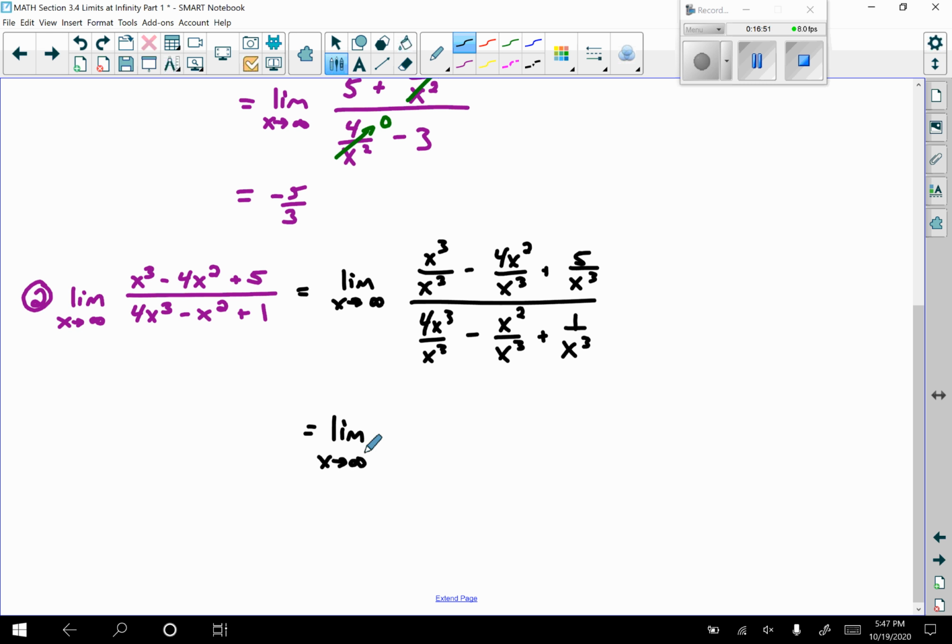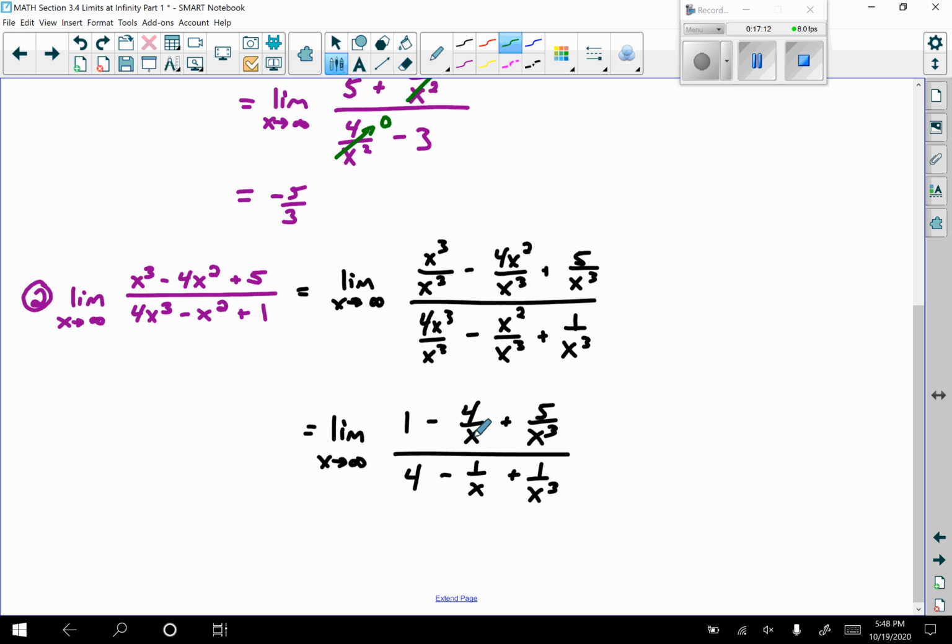And again, it's important to keep rewriting that limit notation. All right, so x cubed over x cubed, that's a 1. Then, if I simplify this middle fraction, I'm going to get a 4 over x, and then 5 over x cubed stays the same. In my denominator, my first term is just going to be a 4. Next, I'm going to have a minus 1 over x, and then plus 1 over x cubed.